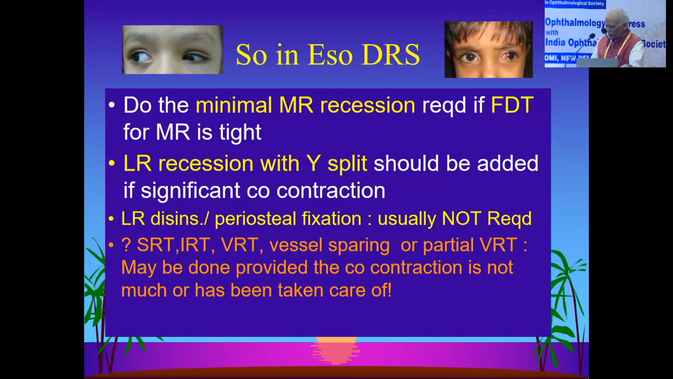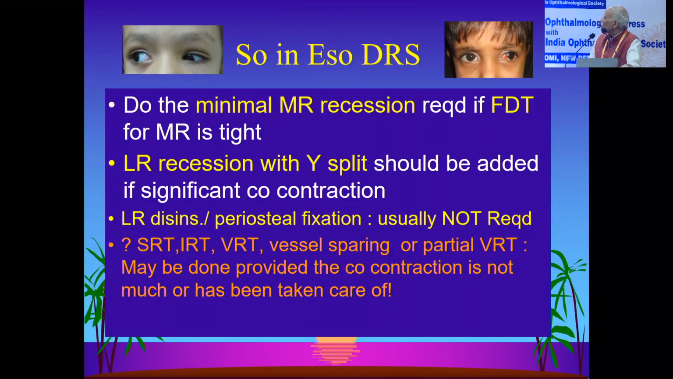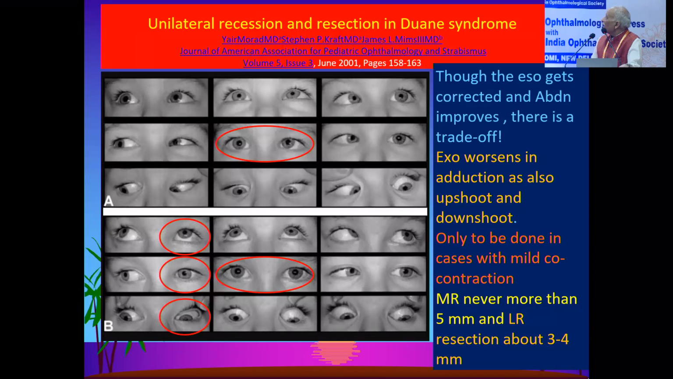So in ISO DRS, what you do is this, that you will do a MR recession along with the split LR recession with that. I think there are some articles, especially from a Canadian group, that you may do a little bit of resection. Generally we say don't do LR resections in DRS cases. But there are some reports, and you have to read between the lines. What he has said is never do more than 3 to 4 millimeters of resection. Very small amounts of LR resection he has talked about for ISO DRS.